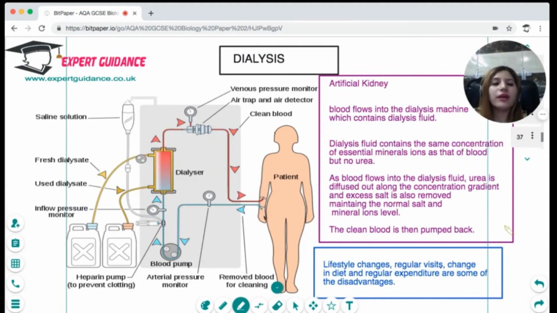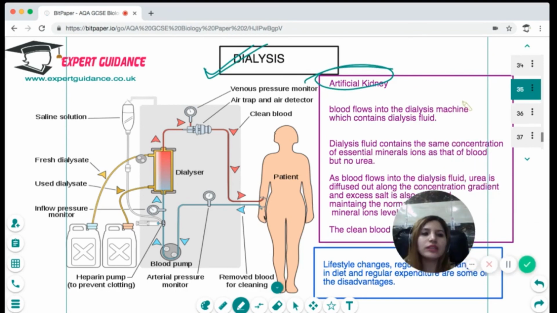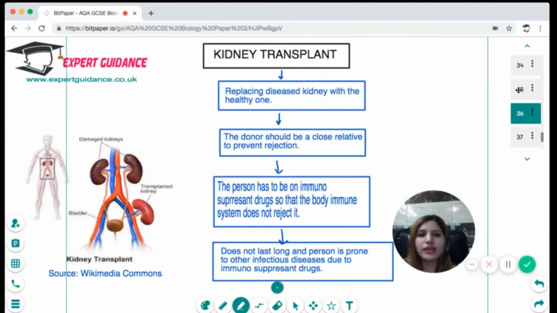Now there are people whose kidneys get damaged either by an autoimmune or a genetic disorder or by some accident. So in this case, they have two solutions. Either they take the help of an artificial kidney, called dialysis, or they have a kidney transplant.